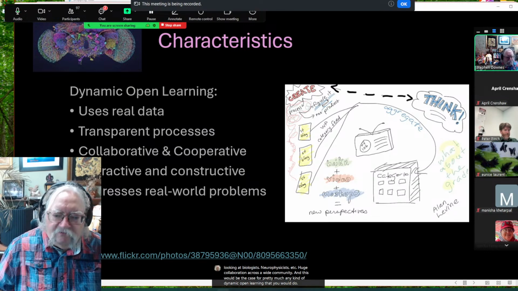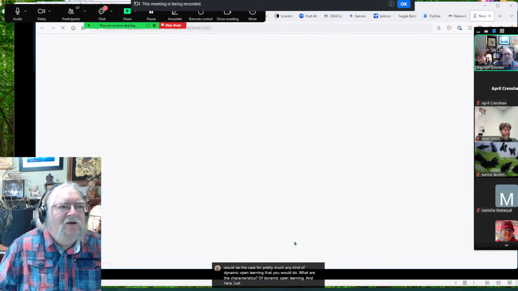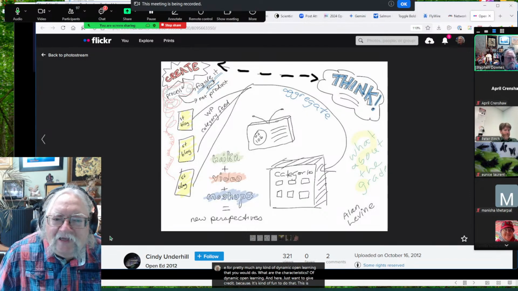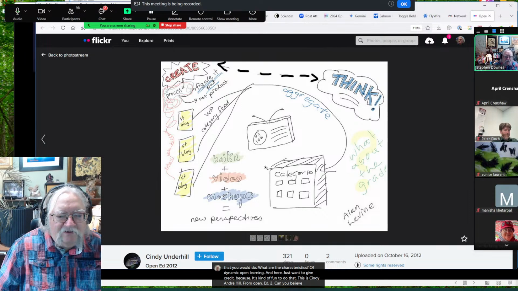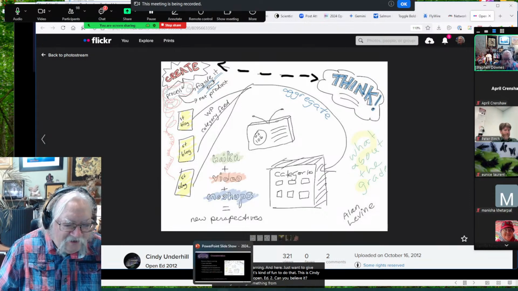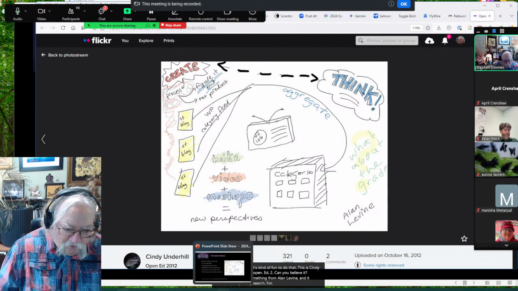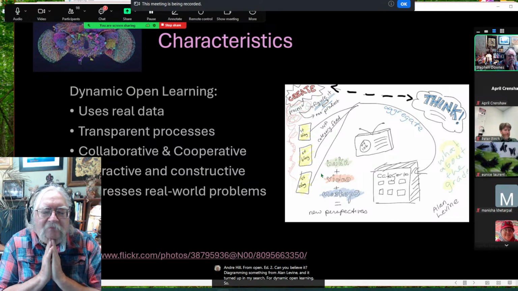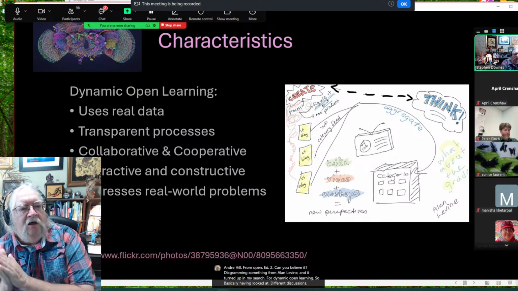What are the characteristics of dynamic open learning? And here, I just want to give credit because it's kind of fun to do that. This is Cindy Underhill from OpenEd 2012. Can you believe it? Diagramming something from Alan Levine, and it turned up in my search for dynamic open learning. So, basically, having looked at different discussions of dynamic open learning, here are the characteristics.